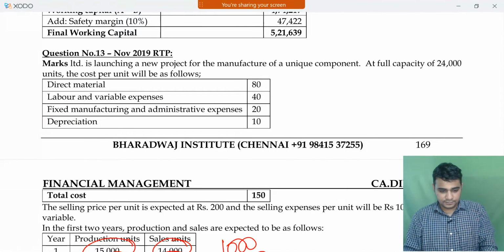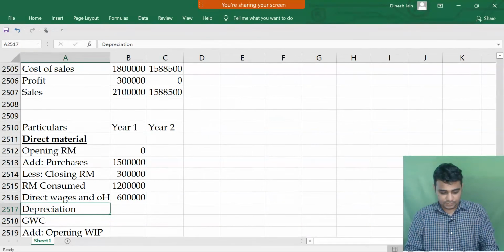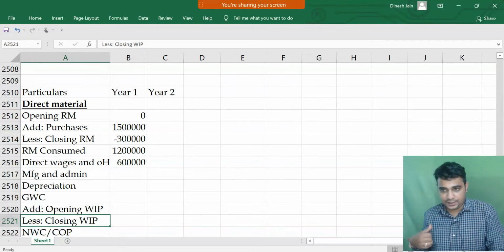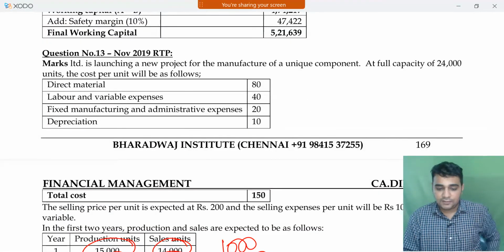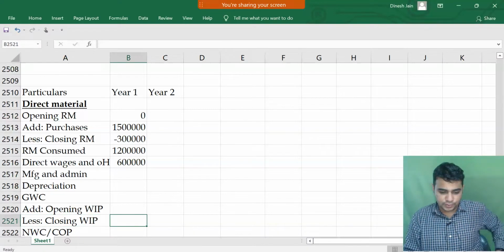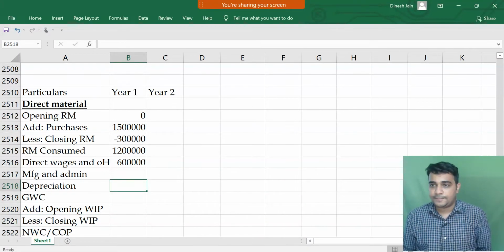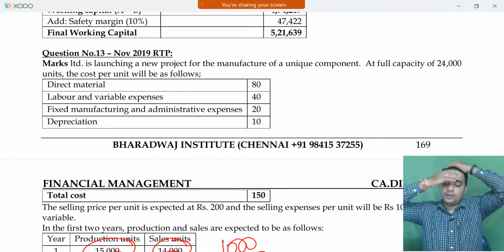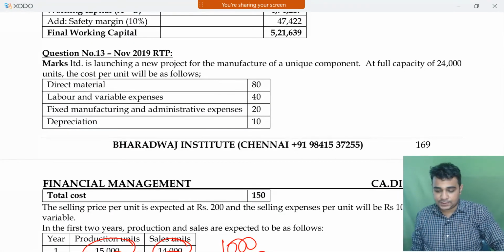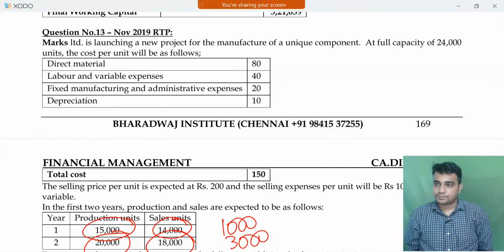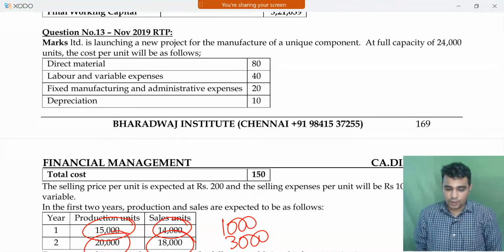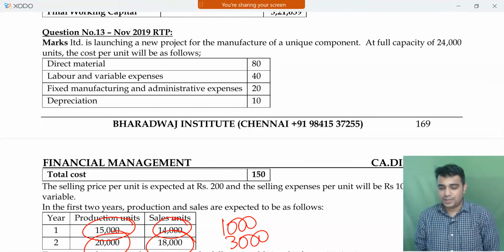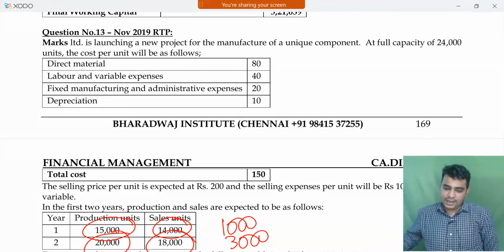Manufacturing and admin. If they had used the word admin and manufacturing, I would have taken it below. They have used the word manufacturing and admin, which is 20 per unit. Can you tell me what should be the amount here in year 1? 20 into what? What should I multiply this with? Then what is the difference between labor and variable expense and fixed manufacturing and admin expense? Why should they use that word fixed there? Okay, I'll do 20 into 15,000.